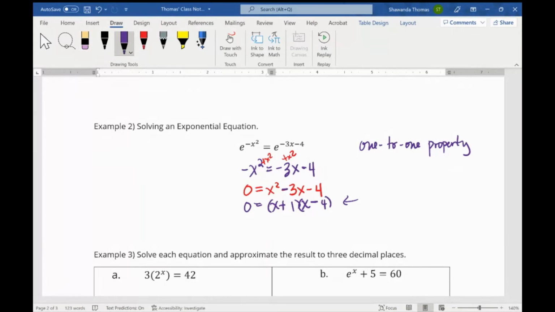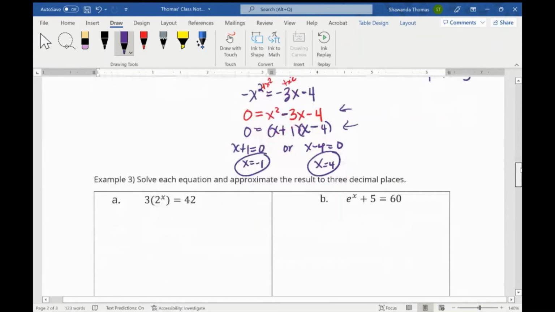If you're not good at factoring, repeat that. Check your factors by multiplying, and once you realize it is equal to what the line was before, then you move on. Now we set each factor to 0 and we solve for x. So x equals -1 or x equals +4.